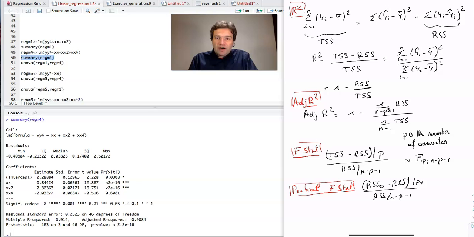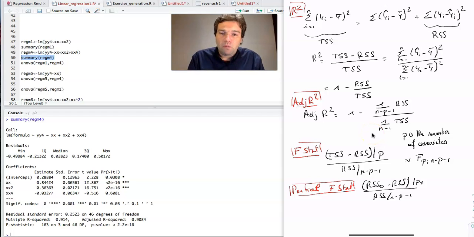If you have one covariate, p equals 1 in this formula, and thus your factor becomes 1 divided by n minus 1 minus 1. That means 1 divided by n minus 2 times RSS. Thus, in this case, we have an estimator of the variance of the residuals at the numerator, and the variance of the outputs at the denominator.